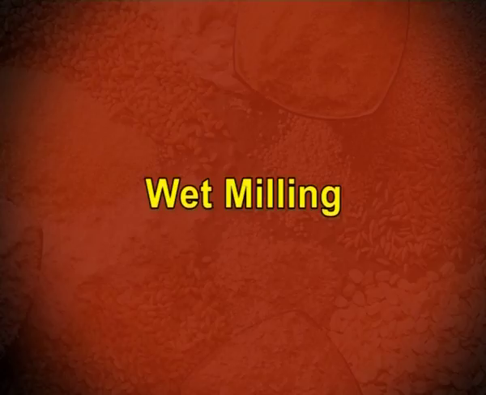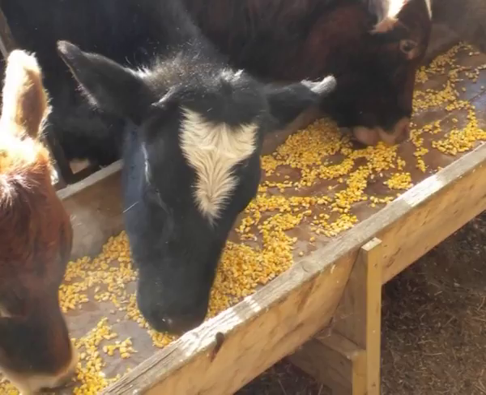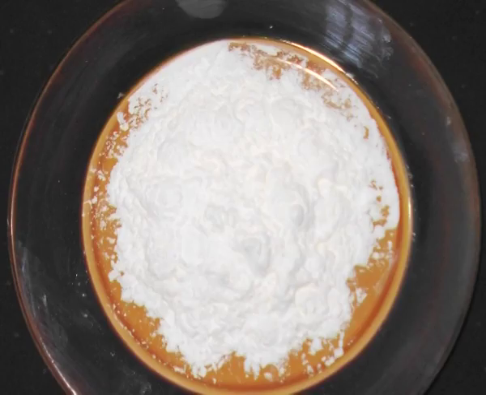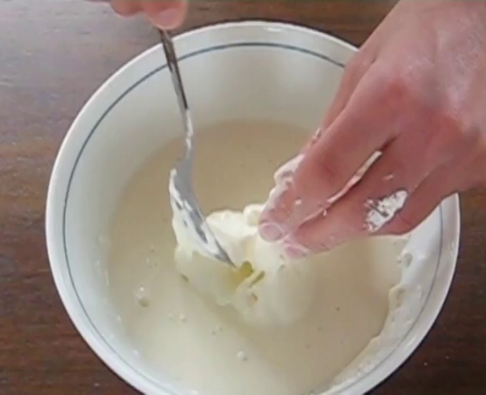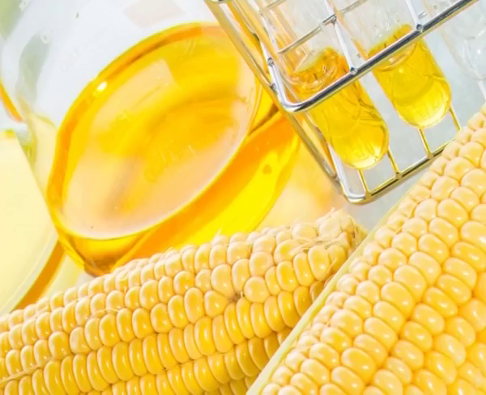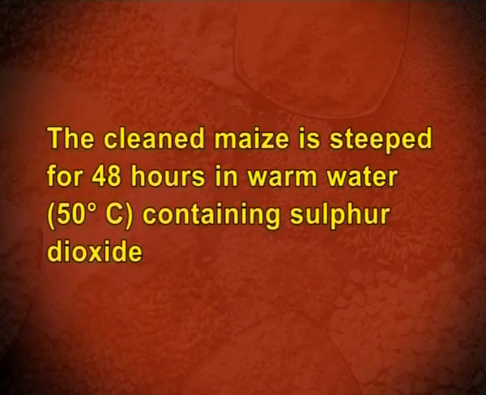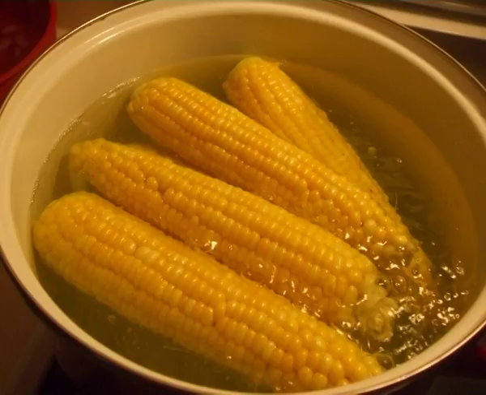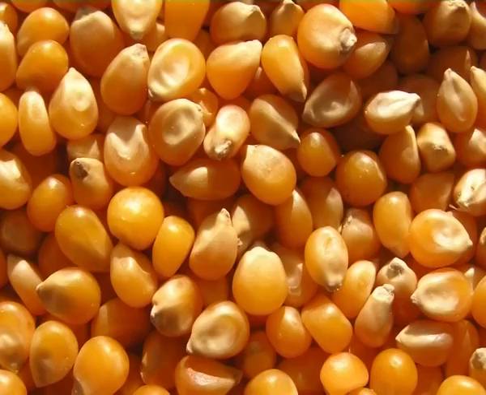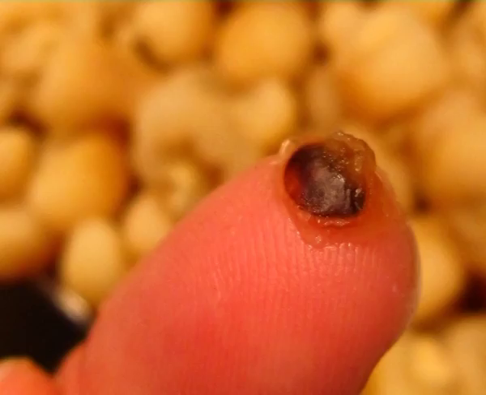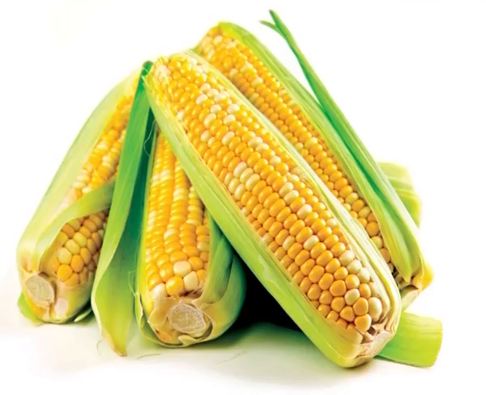Wet milling. In wet milling, maize is milled to obtain starch, oil, cattle feed and the products of starch hydrolysis, that is liquid and solid glucose and syrup. The first step in wet milling is steeping. The cleaned maize is steeped for 48 hours in warm water, 50 degrees Celsius, containing sulfur dioxide. Steeping in water softens the kernel and assists separation of the hull, germ and fiber from each other.